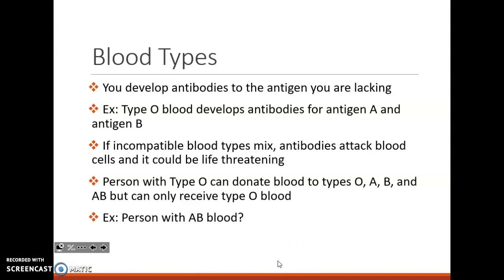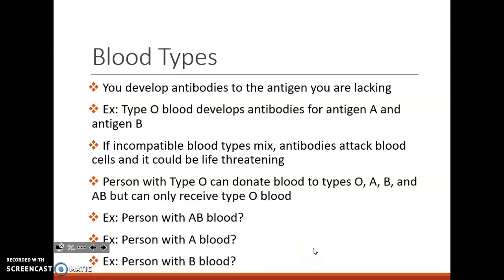So, for example, a person with AB blood, who can they receive blood from and who can they donate blood to? What about a person with A blood? And what about a person with B blood?